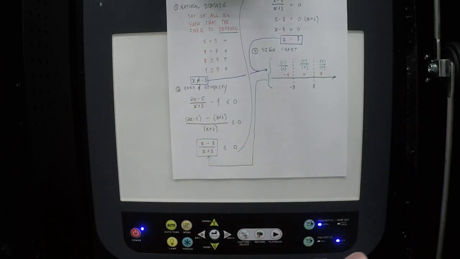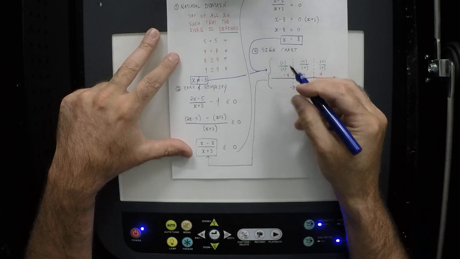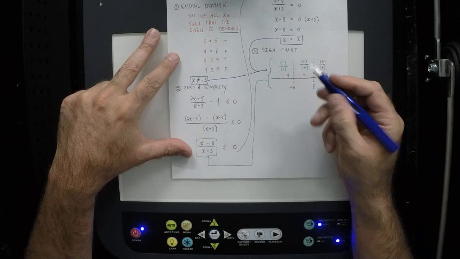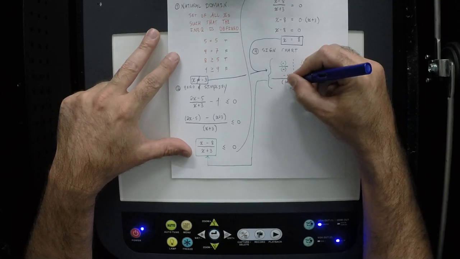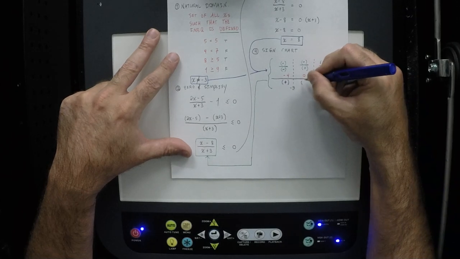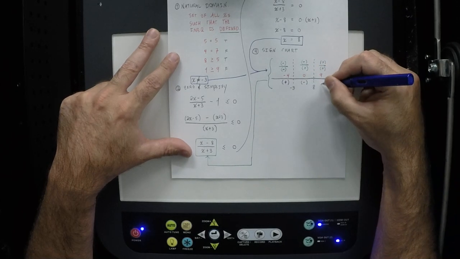Okay. Now, from that pattern of signs, you can get the overall sign. So what's the overall sign of the expression in this region, seeing as it's negative over negative? It's positive, right? Because the quotient of two negatives is positive. Similarly, in the middle, negative, and on the right, positive.